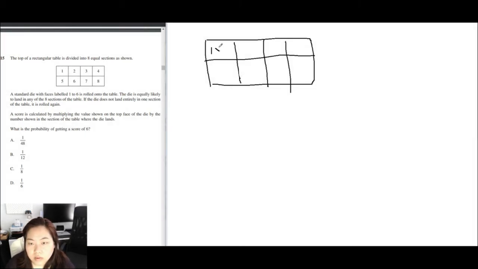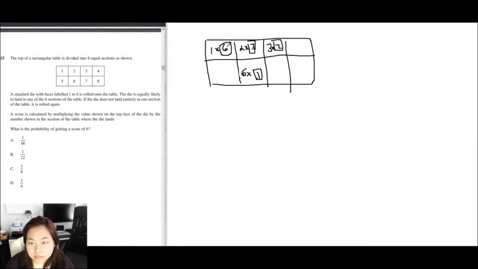1 can only times 6 to get 6. 2 can times 3. 3 can times 2. So you can only get a 6 here. You can only get 2, 3, and 2. 4, there's nothing that could make it. 6.